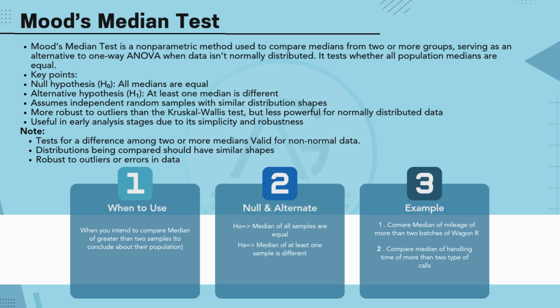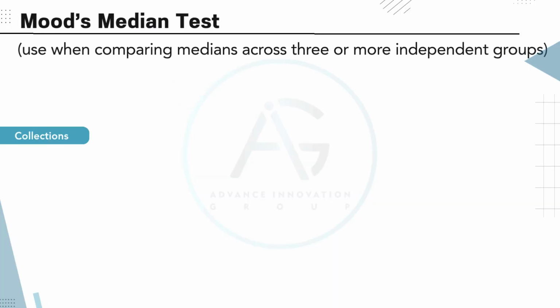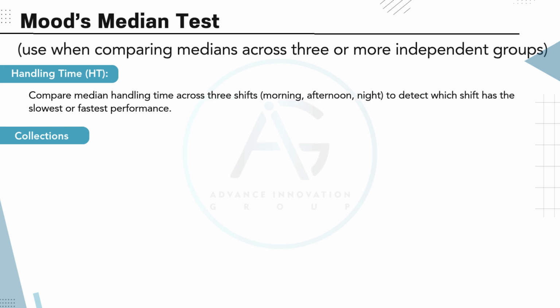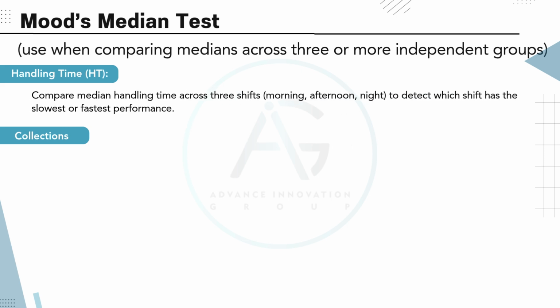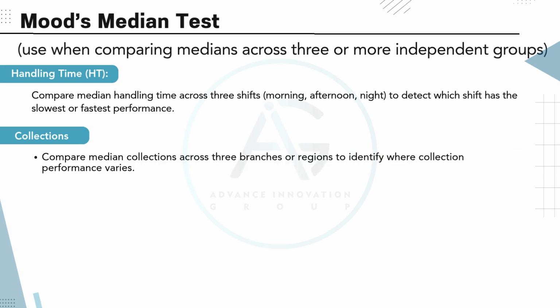This test is robust to data issues like non-normality and outliers. However, keep in mind that for valid comparisons, the shapes of the distributions being compared should still be similar. Slide title: Mood's median test. Use when comparing medians across 3 or more independent groups. Objective of the slide: this slide illustrates real-world examples of when and how to apply the Mood's median test. It helps participants relate the test to practical operational scenarios.